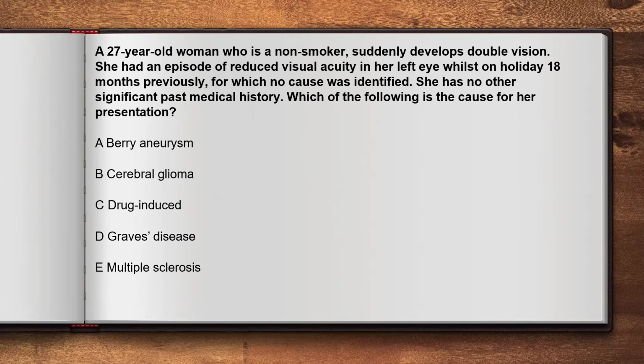All right. Next one. A 27-year-old woman, non-smoker. She suddenly develops double vision, sudden onset. Very important in the question. She had an episode of reduced visual acuity.